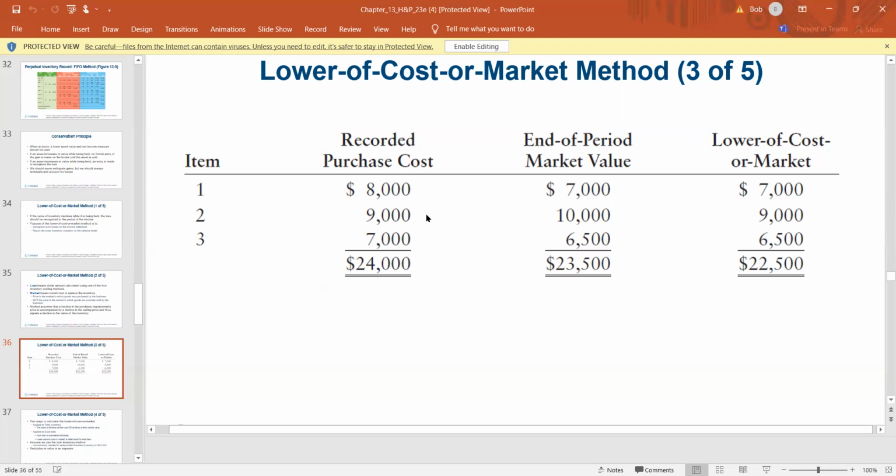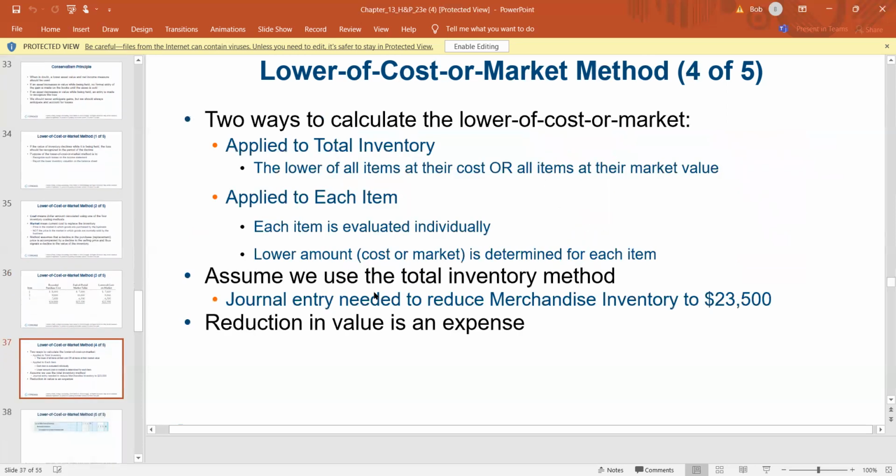Here, we purchased something for $9,000, and the market price is $10,000, so we're okay. So we bring the $9,000 over to the inventory calculation. Here, $7,000, $6,500. That's a loss of $500. So we bring the $6,500 over here. So our total inventory value is $22,500. When it was $24,000 before, we suffered a loss, it looks to me, of $1,500.